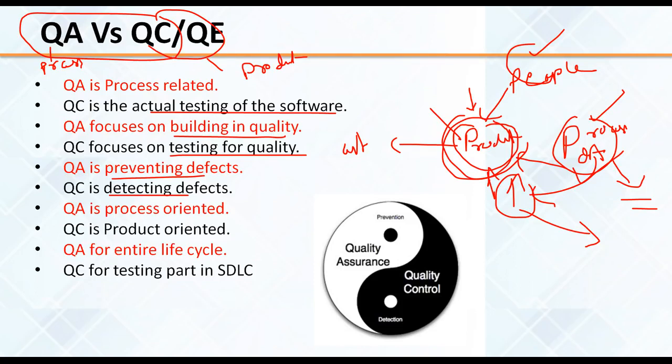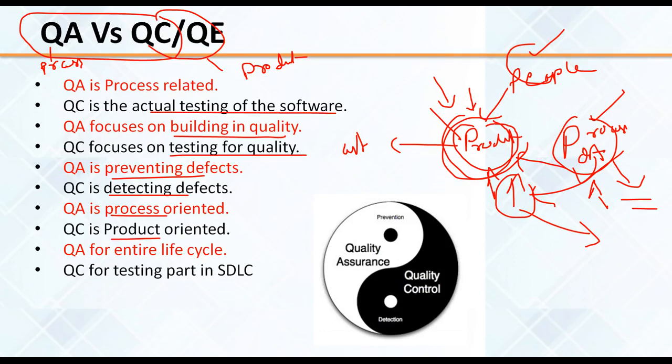Process means this we cannot see, just as a process. We should follow what are all the things. That is talking about the process. Product oriented means we need to focus more on the product, whether the product is working according to customer requirement or not, whether the product is having defects or not. So all these things, more focus on the product, that is QC. More focus on the process, that is QA. Okay.